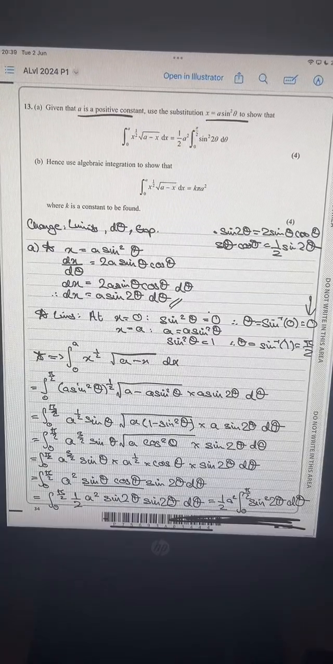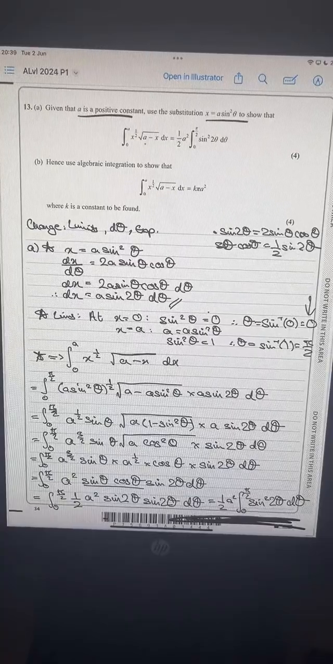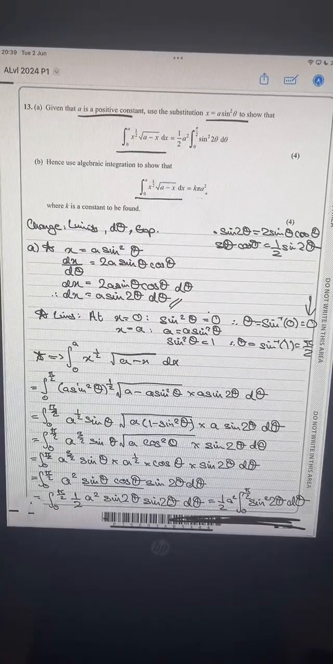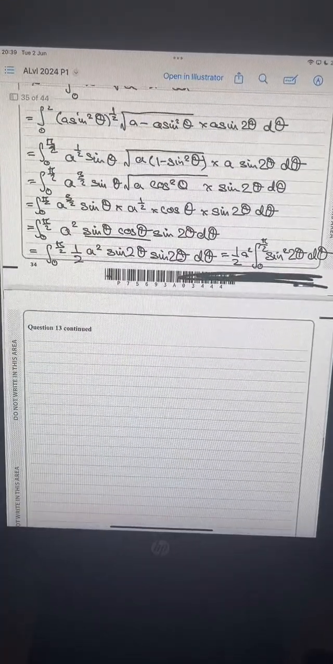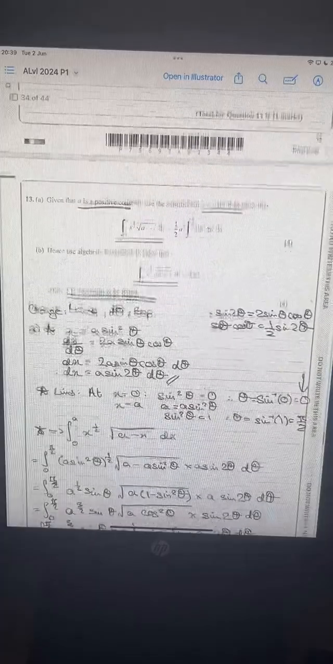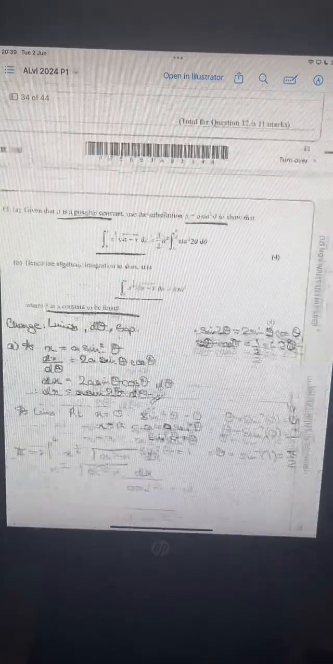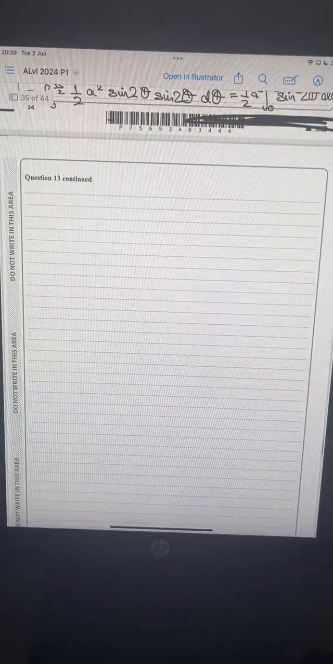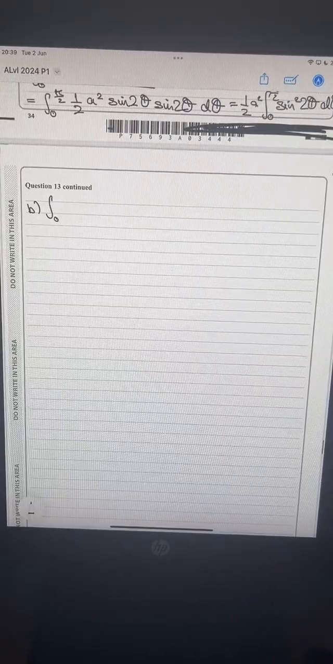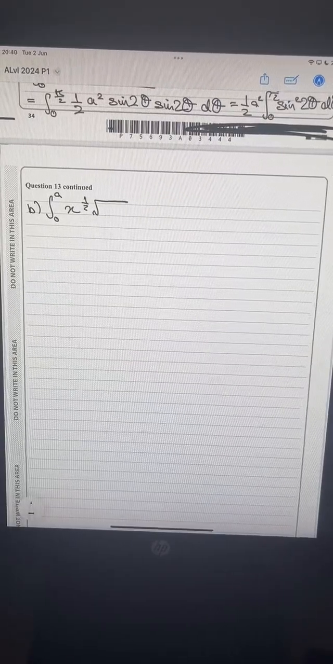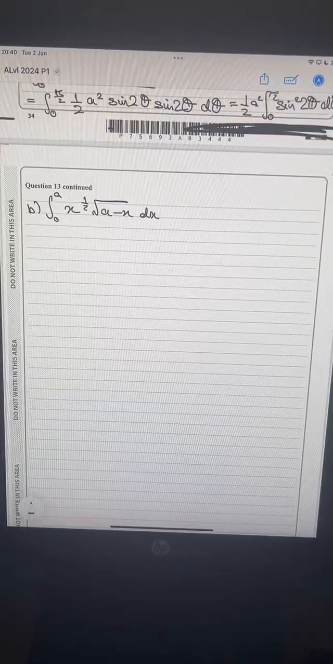Okay, cool. Hence, using algebraic integration, show that the integral of this thing is equal to k pi a squared, where you need to find k. So all you got to do is use the right-hand side and integrate that. And we know how to integrate the right-hand side. So part B, even if you couldn't do part A, don't worry, because they give you the answer to use in part B. And it's also 4 marks. So for part B, let's take a breath. From 0 to a of x to the half of square root of a minus x with respect to x, that is equal to 0 to pi by 2.